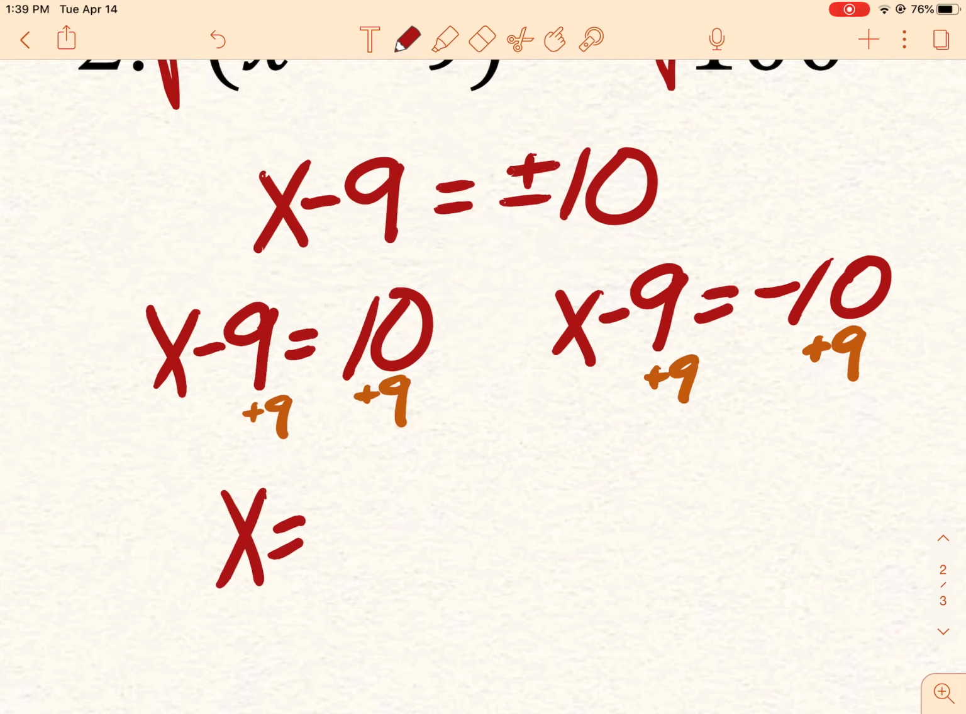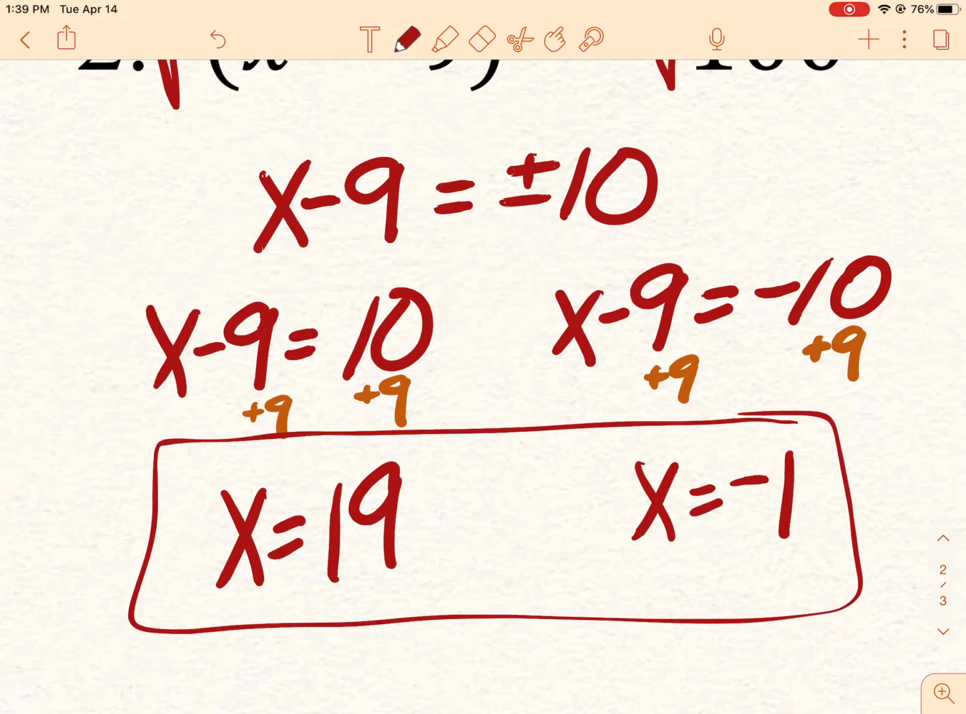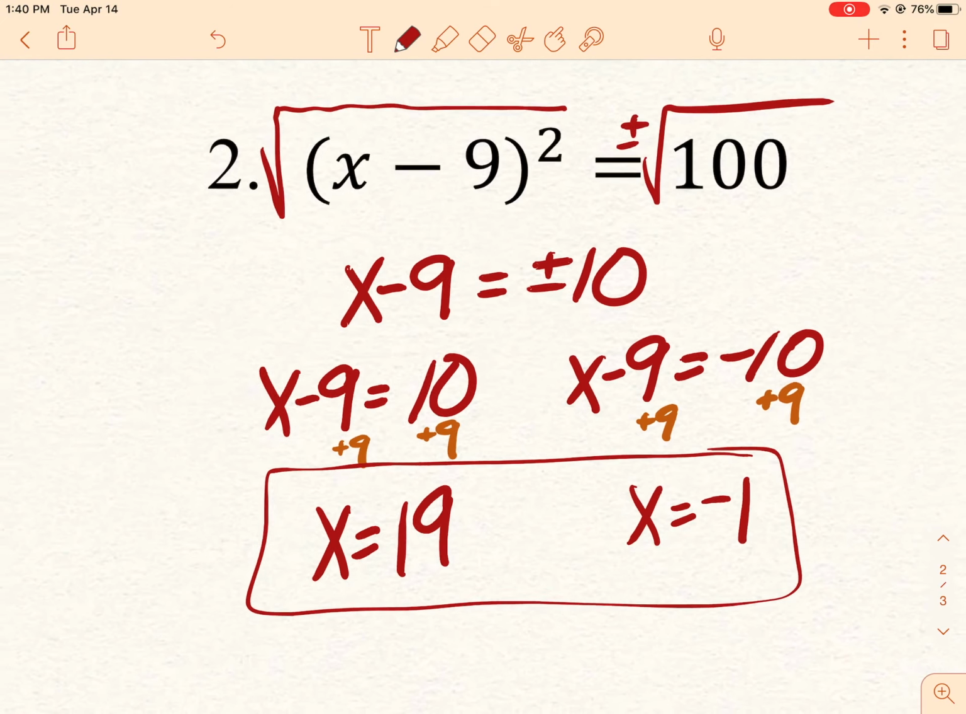So on the left, 10 plus 9 gives you my favorite of 19. And then negative 10 plus 9 gives you negative 1. So you're getting answers of x equals 19 and x equals negative 1.